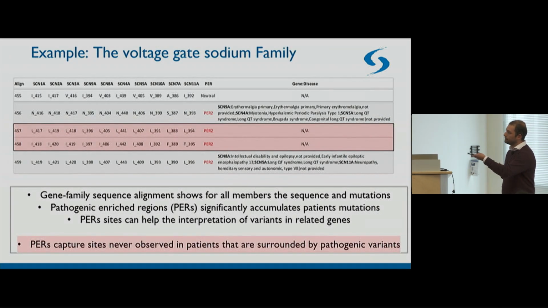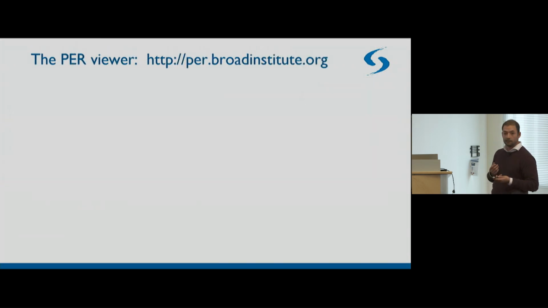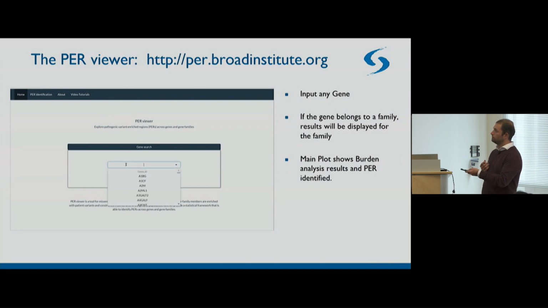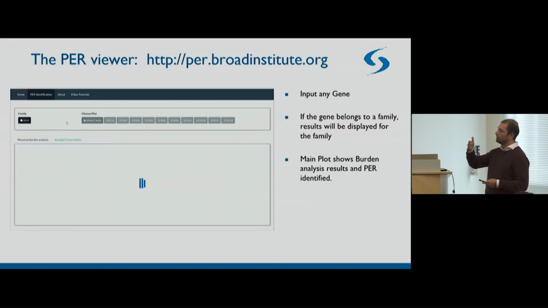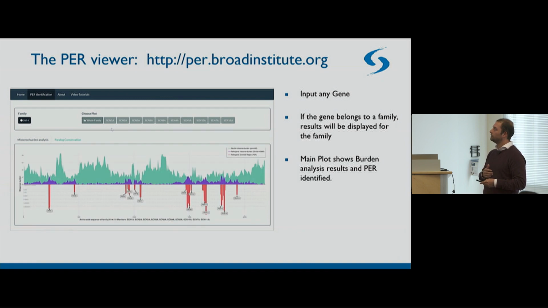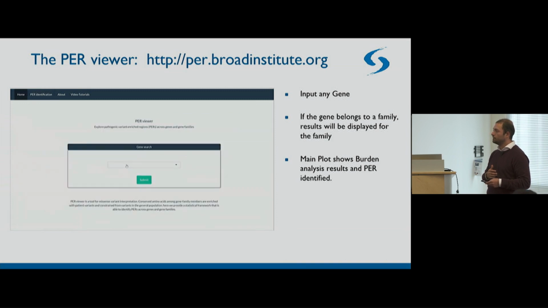So this can be directly used for variant interpretation. This is how the site looks. You will have an input that can be any gene, and if the gene belongs to a family, you will see family-wise results like this. Here you will see the family plot, which is the same that I showed you before. You have the gnomAD burden in green, the patient burden in purple, and the pathogenic regions in red.